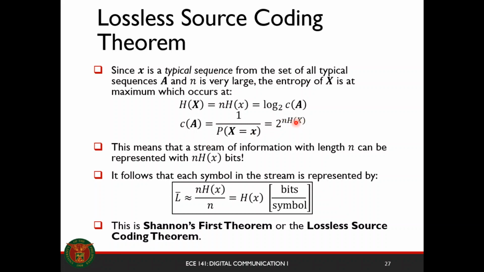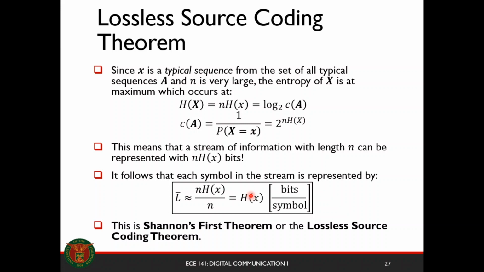In terms of the number of bits that we use to represent the information from set A, that is equal to nH(X). Basically, we need nH(X) bits to represent the sequence from set A. So the stream of information with length n can be represented with nH(X) bits. If we get the number of bits per symbol, we just divide this nH(X) by n. Then per symbol, we need H(X) bits per symbol, at the minimum, to represent the information coming out of a data source X.